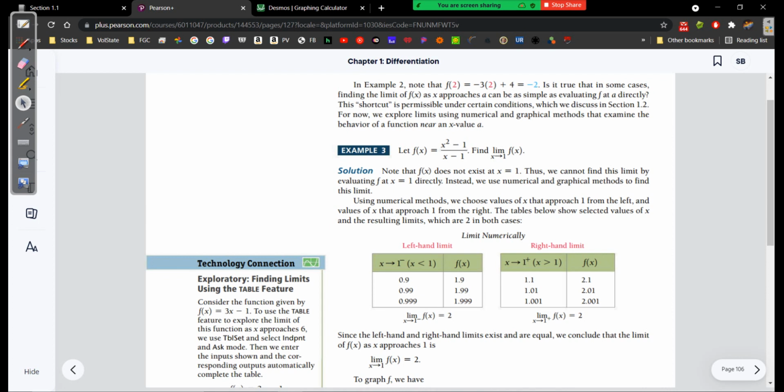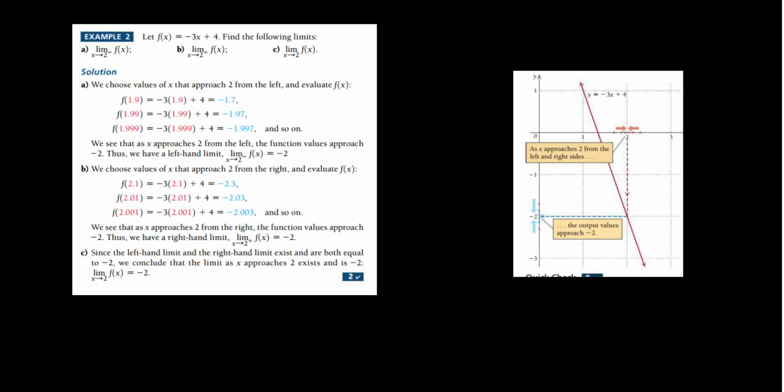So let's go back and see what they just said. Remember how I said I jumped ahead of myself? That's what I'm talking about. So if we were to do this, look at C. We say, okay, the limit as x approaches 2 of f of x. Well, f of x is this, so all we would do is plug in 2. -3 times 2 is -6. -6 plus 4 is -2. And then we could say that we do indeed have the limit at -2.